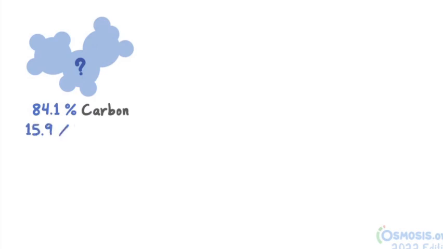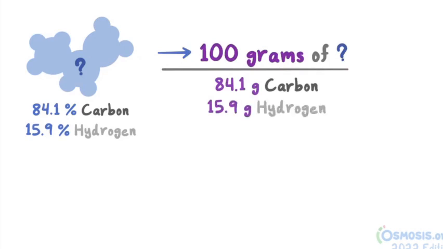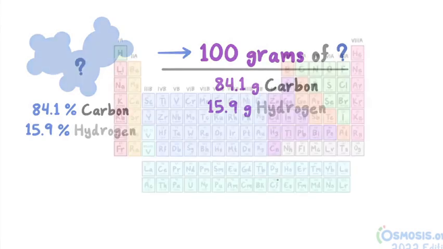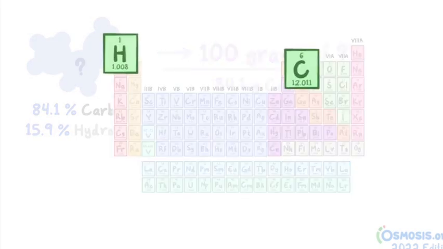Now, let's suppose we have a mystery compound that's 84.1% carbon and 15.9% hydrogen, and we want to figure out the empirical formula for our mystery compound. A useful trick is to assume that we start with exactly 100 grams of the mystery compound. That means we have 84.1 grams of carbon and 15.9 grams of hydrogen. Our first step is to convert the masses into moles. We can look up the molar masses for carbon and hydrogen on the periodic table.